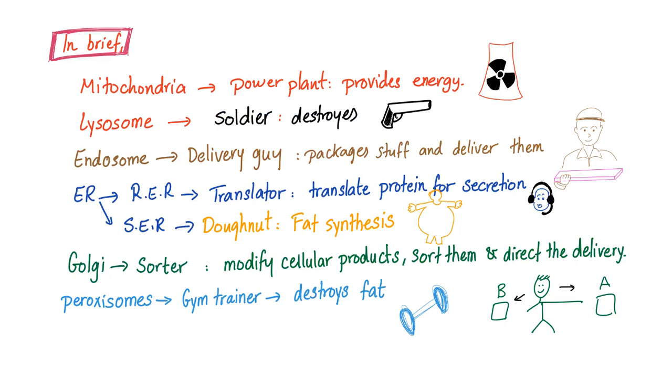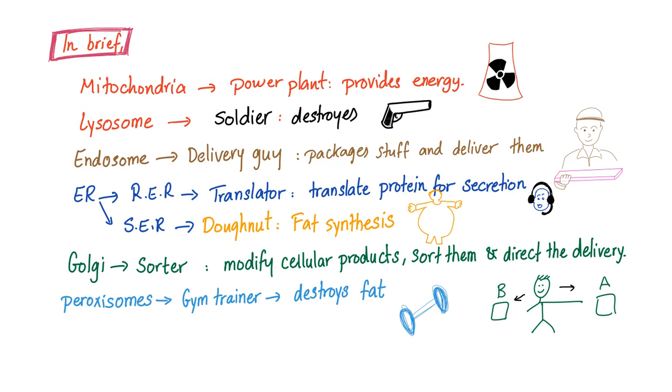This is so cool. I've told you before, mitochondria is the powerhouse of your cell. Lysosome the soldier, endosome the delivery guy, endoplasmic reticulum the rough is the translator, and the smooth is the donut. Golgi is the sorter. Peroxisome, which is today's topic, is the gym trainer.